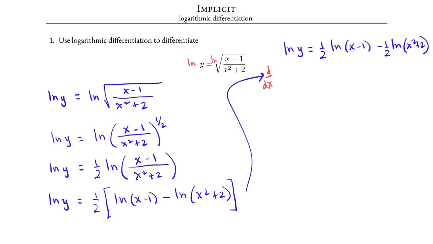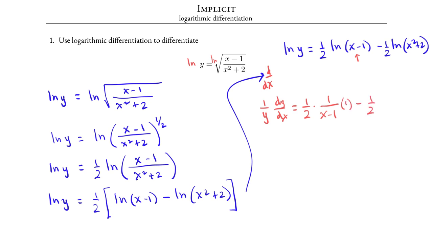At this point, we cannot expand this further, so we will start taking the derivative with respect to x on the left and on the right hand side. On the left hand side, the derivative of ln of y with respect to x is implicit, 1 over y dy/dx. And on the right hand side, 1/2 is a constant multiple. The derivative of ln of (x minus 1) is 1 over (x minus 1), and don't forget to multiply by the derivative of the inside, but the derivative of x minus 1 is 1.